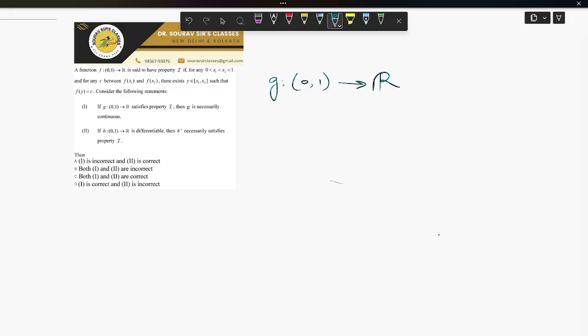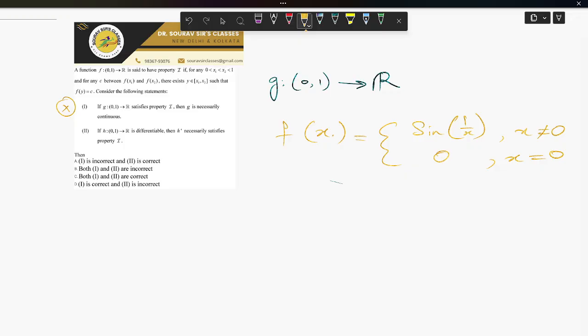For example, if we take this kind of function, let us take f(x) equals sin(1/x) for x not equal to 0 and 0 for x equal to 0. This satisfies the IVP even though it is not continuous at x equals 0. So thus statement 1 is incorrect.